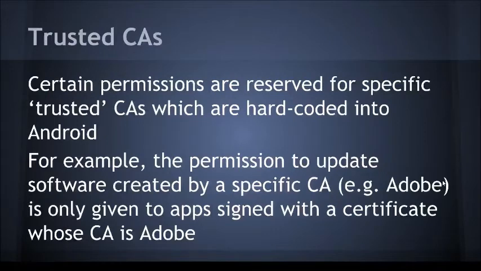In Android, certain permissions are reserved for specific trusted CAs which are hard-coded into the operating system. For example, in order for an app to update software created by a specific company that's known to Android, like Adobe or Google, any update APK has to be signed by the CA from that company. So for example, if we wanted to update our Adobe app, then our update APK would actually have to be signed by a certificate whose trusted CA was Adobe.